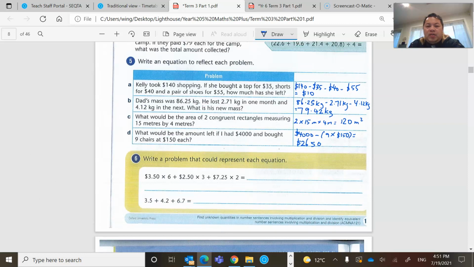Okay, the last part here, I did not put in any answers because there are so many variations. So I leave it to you using your own creativity to come out with the problem.